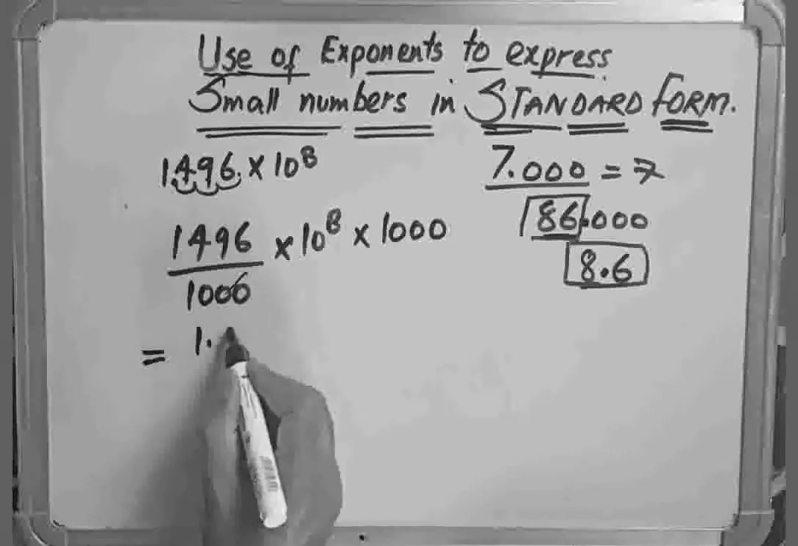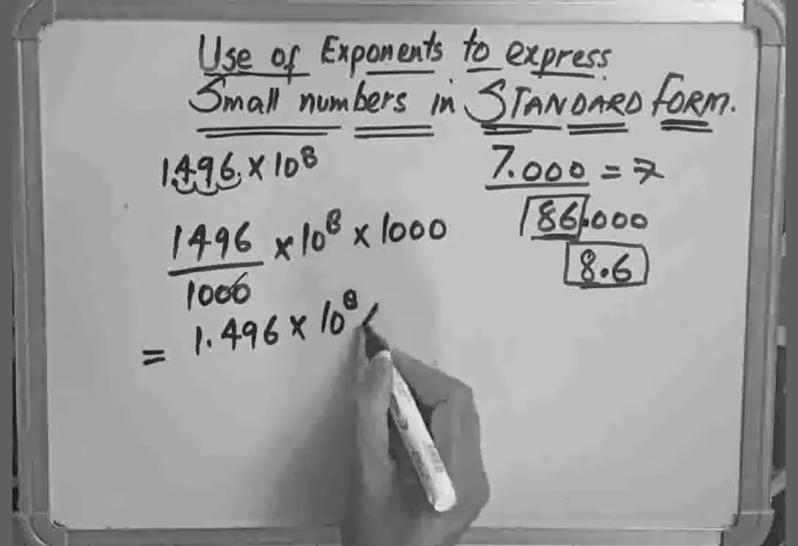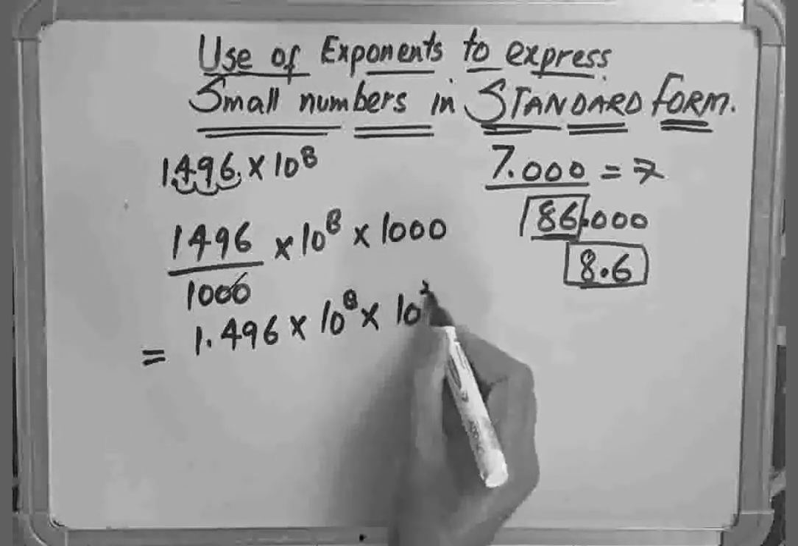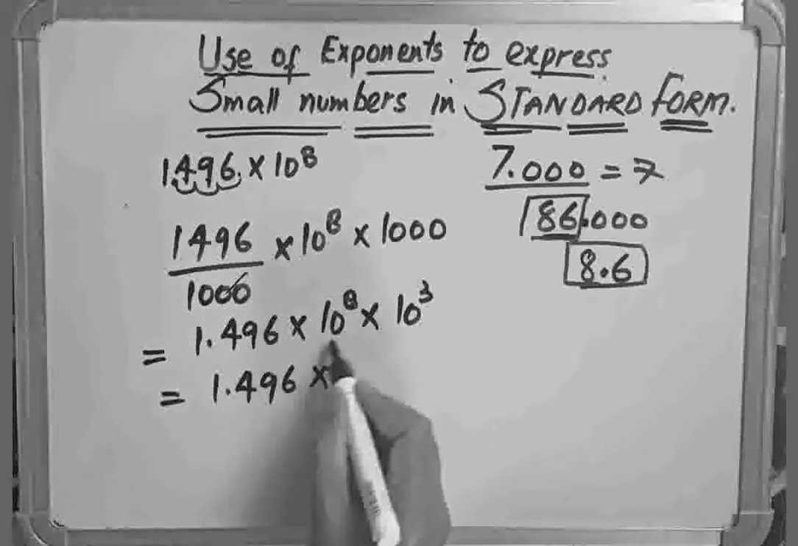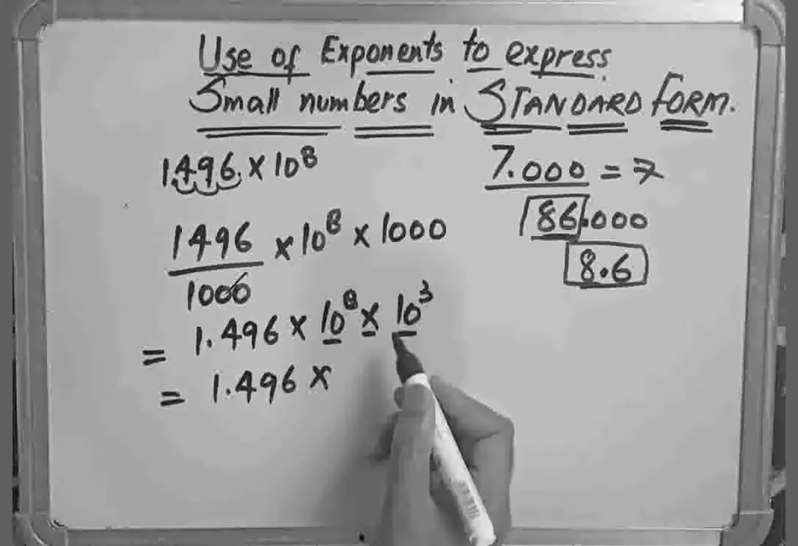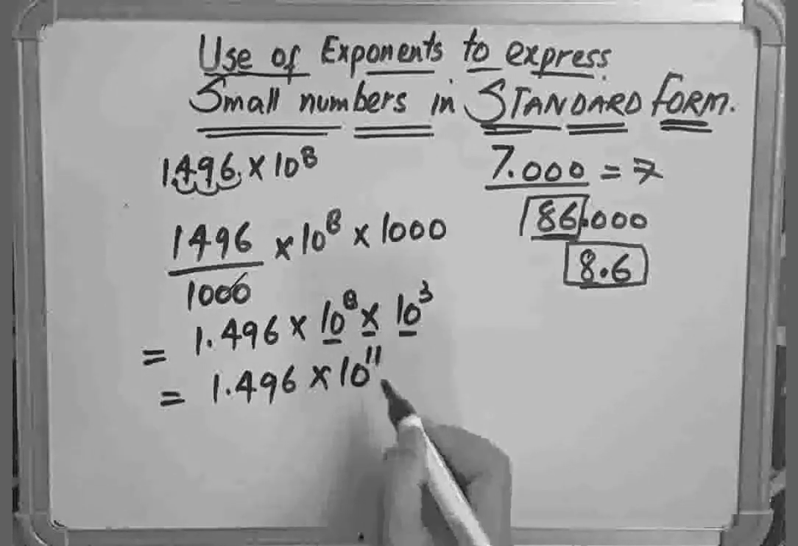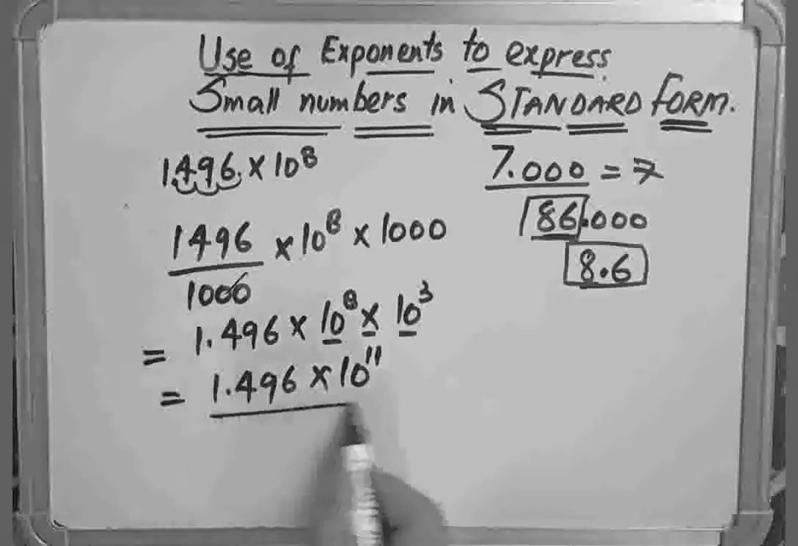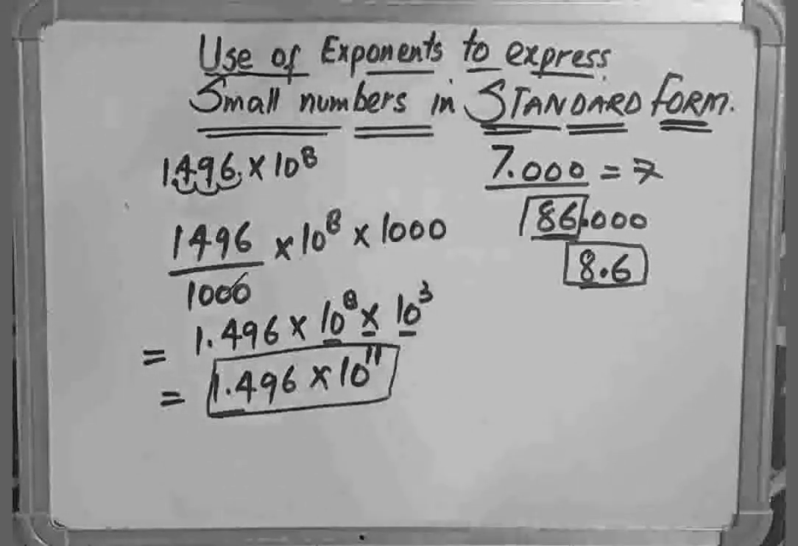I will get 1.496 times 10 raised to power 8. We can convert 1000 into exponential form, 10 raised to power 3. Then it becomes 1.496 times, these bases are the same and there is a multiplication operation, so the powers are added: 10 raised to power 8 plus 3 is equal to 11. This is the standard form of the distance from the Earth to the Sun. So this is how we convert a large number into standard form.